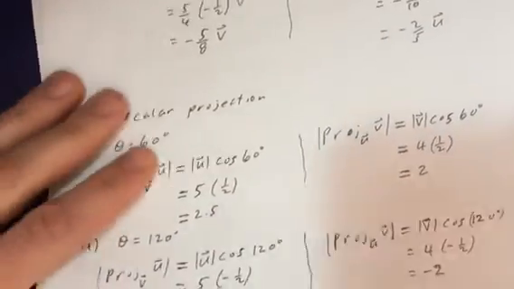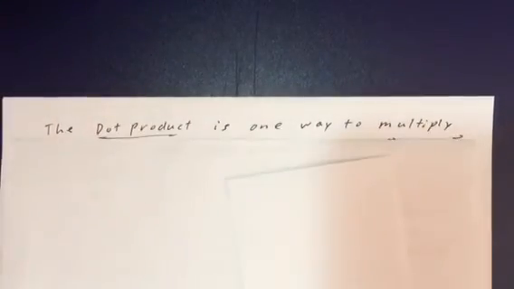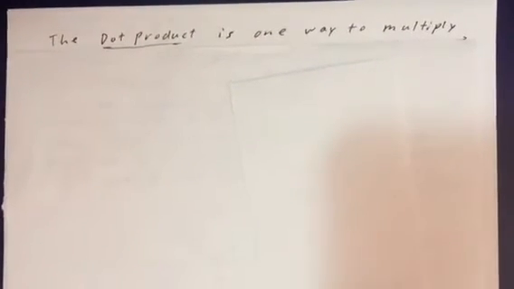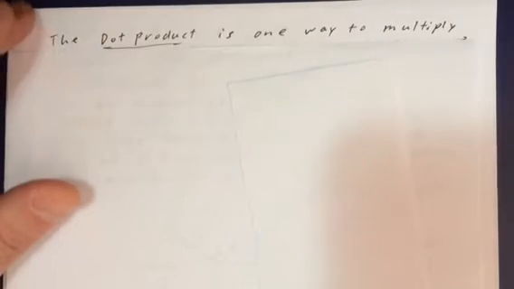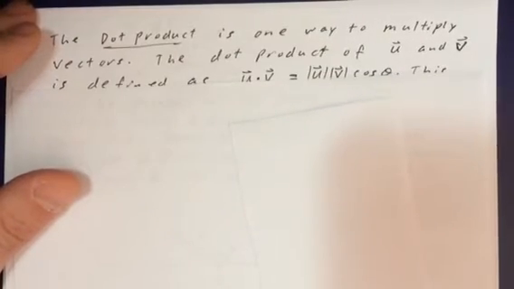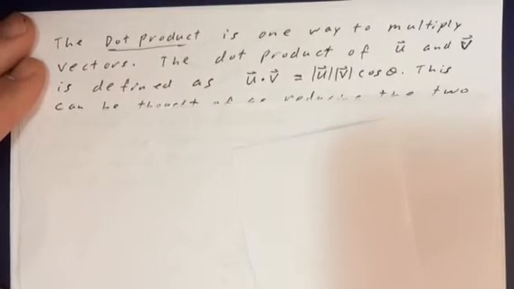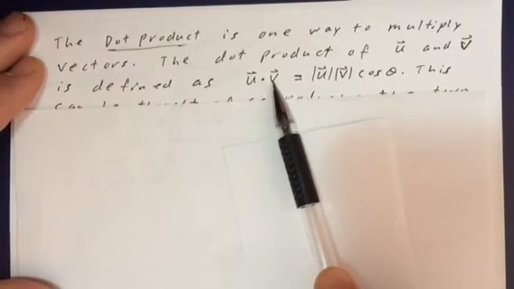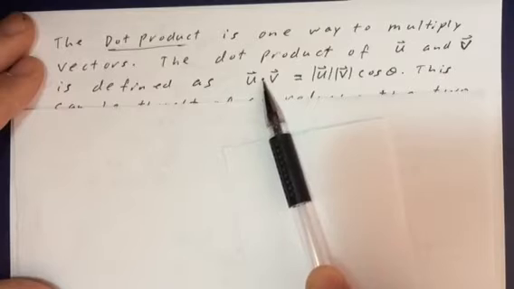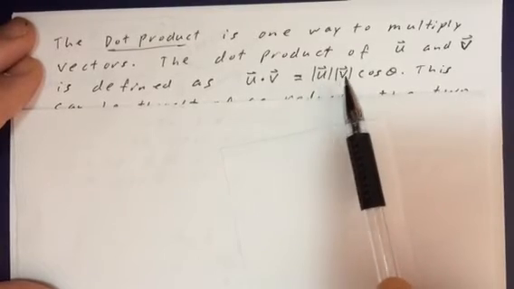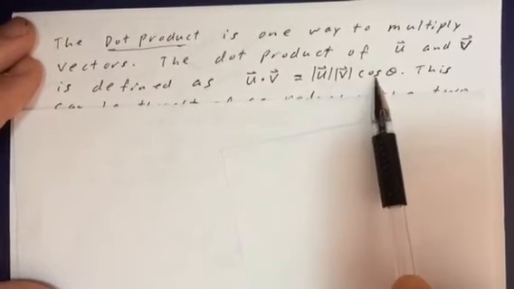Let's take a look now at the dot product. This is a big one. The dot product is our first way of multiplying vectors. The dot product of u and v is defined as u dot v, with the dot right in the middle of the two, equals the magnitude of u times the magnitude of v times cos theta.